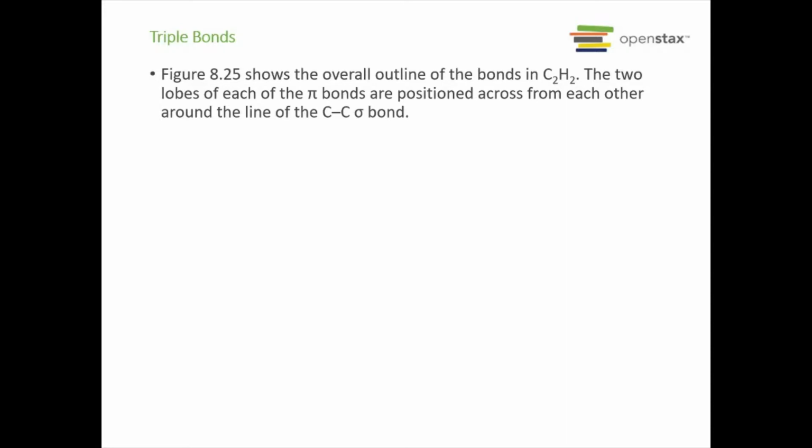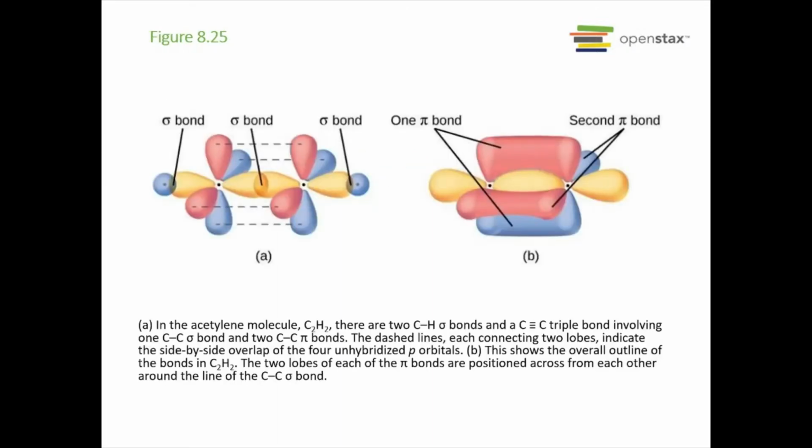So the next thing we're going to look at is figure 8.25. It shows the overall outline of the bonds in C2H2. Okay, so we'll be looking at that next, and this is a triple bond. So we're going to look at what the pi bonds look like in this. So this is a triple bond now. We have our single sigma bond in the center between the two carbons, and then one pi bond with a blue. Each pi bond has a blue and a red lobe. So that's what's happening there. So you see there's two pi bonds now perpendicular to each other and to the axis.